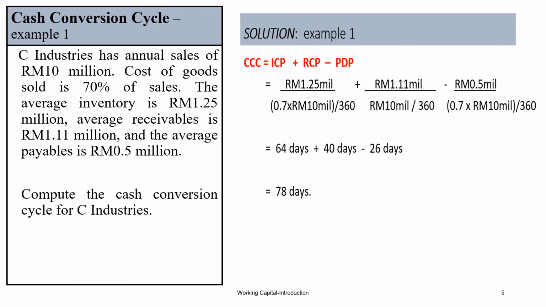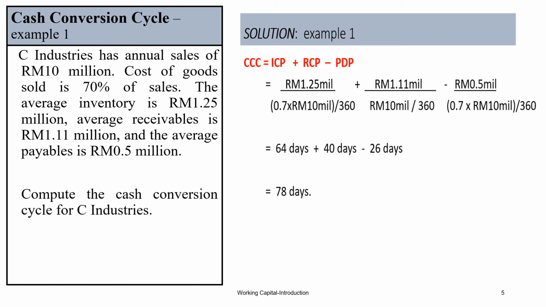And then the RCP is 1.11 million divided by the sales over the 360. So in this example, it didn't state the credit sales. So if the credit sales is not given, then you just take the sales. The assumption is all sales are made on credit. So the formula, go back to the formula. The average receivables is 1.11 million divided by the sales of 10 million and then over the 360 assumption, the number of days in a year. So the RCP is 40 days.